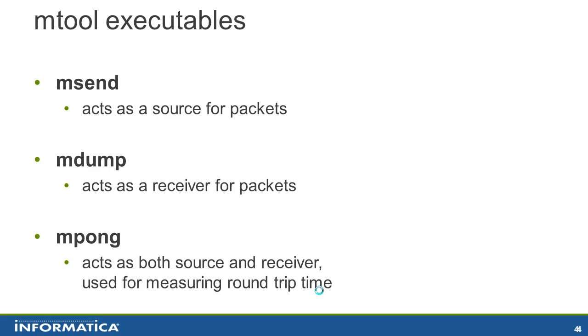There are three executables that comprise Mtools. There's an msend application. It acts as a source for packets. It has a number of controls for controlling the size of the packet, the interface you use if a multi-homed host, and the rate of the packets. You can use multicast, regular UDP, or TCP.